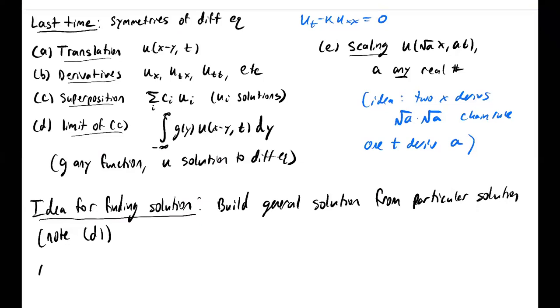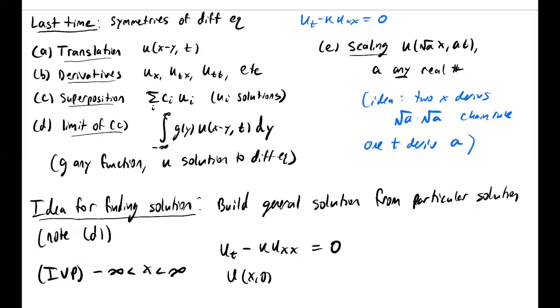And so recall, what are we actually trying to solve? We're trying to solve the initial value problem on the real line, where x is between minus infinity and infinity. And we want a function that solves the diffusion equation with one initial condition, which is the initial state when t is equal to 0, u is equal to some function phi of x. And so that's the goal.